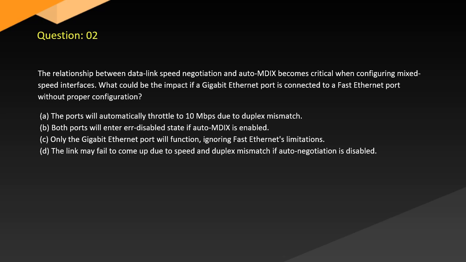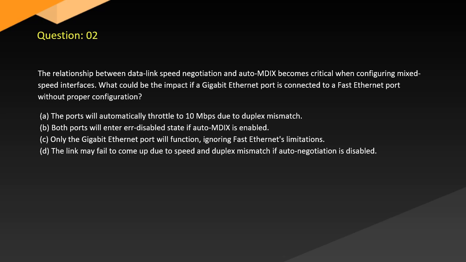Question 2. The relationship between data link speed negotiation and AutoMDX becomes critical in configuring mixed speed interfaces. What could be the impact if a gigabit Ethernet port is connected to a fast Ethernet port without proper configuration? A. The ports will automatically throttle to 10 Mbps due to duplex mismatch. B. Both ports will enter disabled state if AutoMDX is enabled.